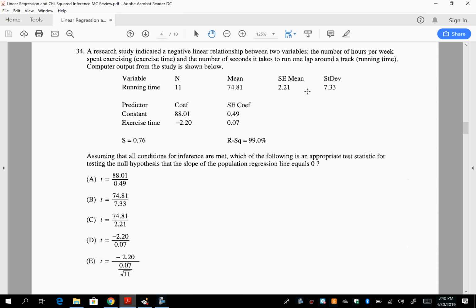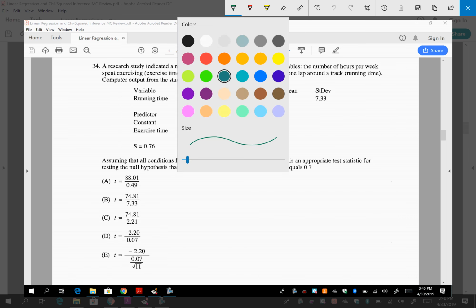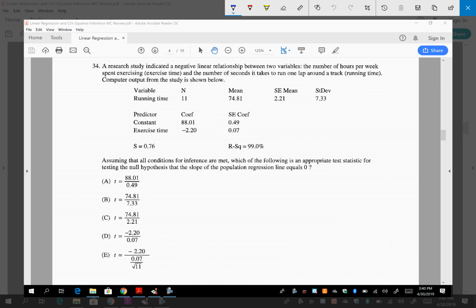All right. 34. Bless you. Let's do 34. Okay. This one is a little challenging here. Do you know how to find your test statistic? Let's try to do this generically. Generically? Because this will be on the formula sheet.